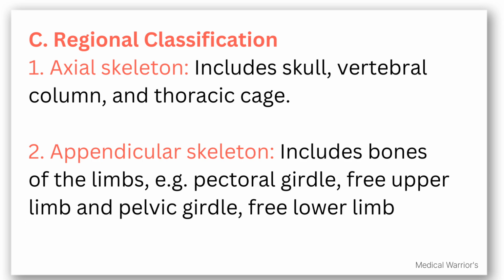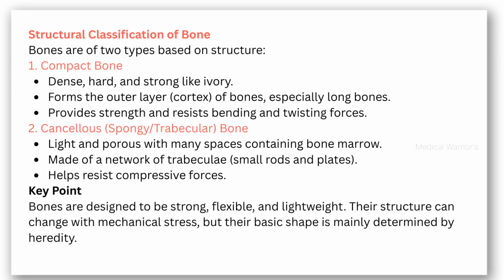The images of the skeleton, axial skeleton and appendicular skeleton were already shown in the previous slides. If you want, you can refer to those slides. Here is the last classification, structural classification. In structural classification of bones, we divide them into two types based on structure.